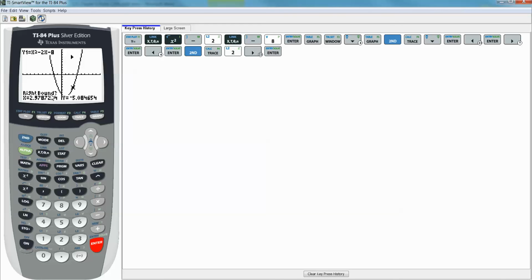And now it's going to ask me the right bound. So I move with my right arrow so that the cursor is over here to the right of that 0. It's not up and down, it's right and left. That's what matters. So I'm to the right of that 0, so I'm going to press enter. And then it wants a guess. You can just press enter, or you can move closer, like I've got the cursor closer, and press enter. And there you go. And look, it made a typo.